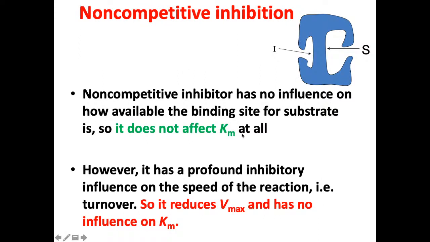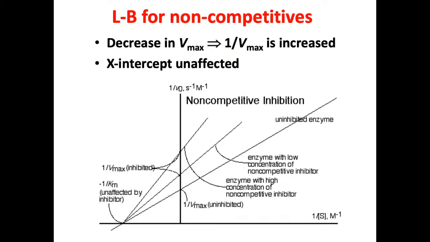In non-competitive inhibition, as we suggested, the inhibitor will not attach to the substrate site but to another site. So it does not affect the Km, but it reduces the Vmax, so it has no influence on the Km. It's the opposite way. In this case, in non-competitive inhibition, your Vmax will be decreased, so your 1 over Vmax will be increased. So the x-intercept is unaffected, and your slope will change.